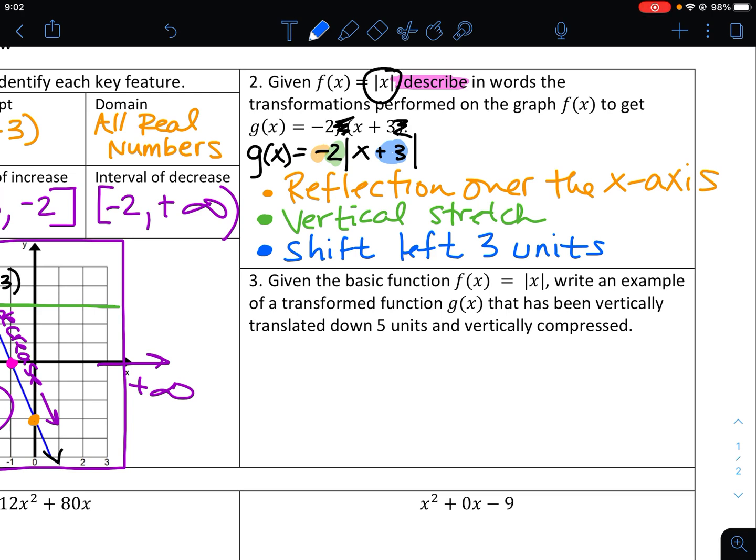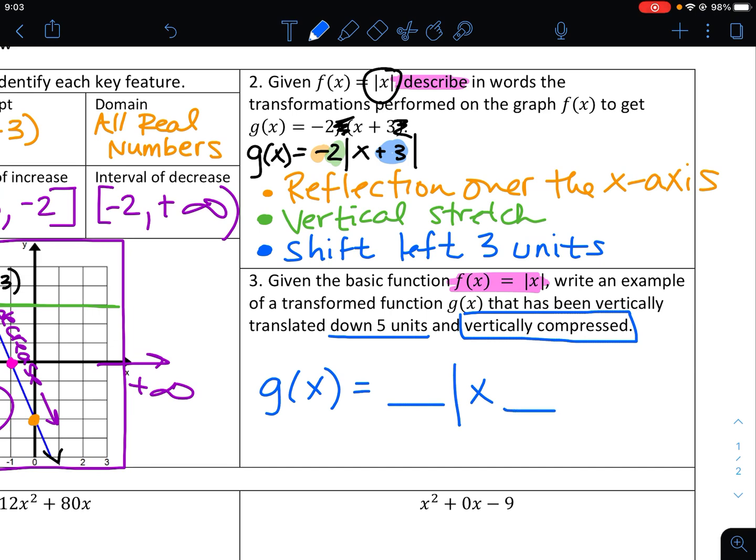For number 3, we're actually going to write the example. So given our basic function, our parent function, remember f of x equals absolute value of x, we're going to write an example of a transformed function g of x. So we're going to call it g of x. That's been translated down 5 units and vertically compressed. So let's leave some spaces. We can have a number in front, we can have a number on the inside, and we can have a number on the outside.